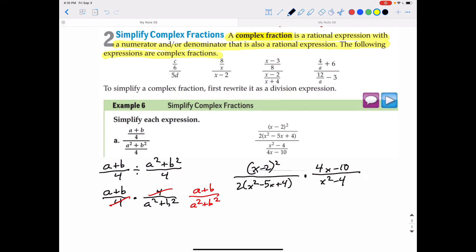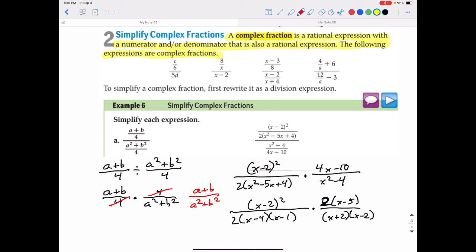I need to do some factoring here. So I'll leave x minus 2 squared at the top. The denominator will factor into x minus 4, x minus 1, times, I can factor out a 2 from the 4x minus 10 and leave x minus 5. And in the denominator, I can factor x squared minus 4 into x plus 2, x minus 2.